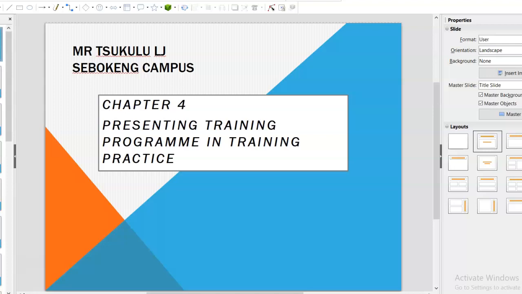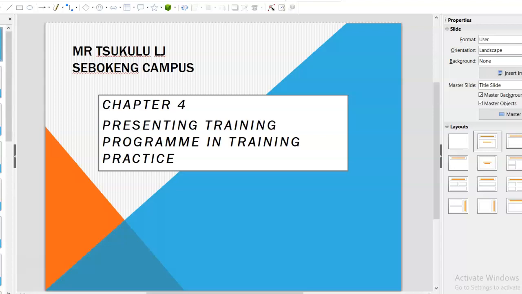Remember, in chapter 3, we dealt with designing a training program. So now in chapter 4, we are going to be talking about presenting this training program in practice. That is, our focal point will be the application part of it. If we are going to apply it in practice, remember that there are factors to consider, but we'll talk about that later on. So, right now, let's get into it.